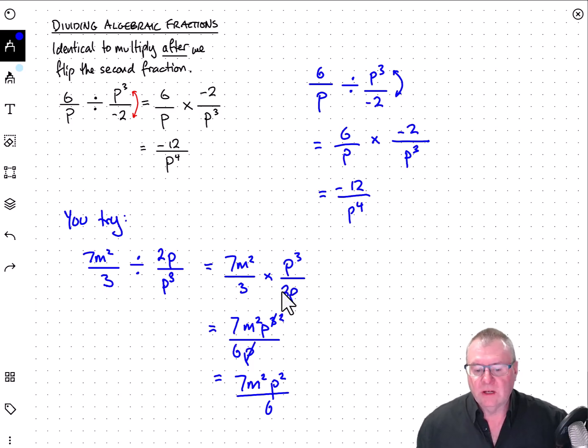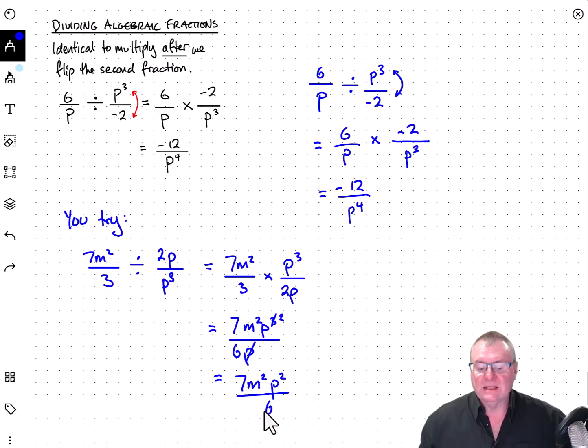So 7. 3 times 2 gives me 6 on the bottom. There's my numbers, 7 over 6. Do the letters in alphabetical order. So I've got m squared, p cubed. So I'm going to write the m squared p cubed, and on the bottom I've just got a p. Now I can cancel out. I've got 1 p I take away from the bottom, which means I've got to take 1 away from the top. I had 3, that drops down to 2. So my top now, my numerator looks like 7m squared p squared over 6.